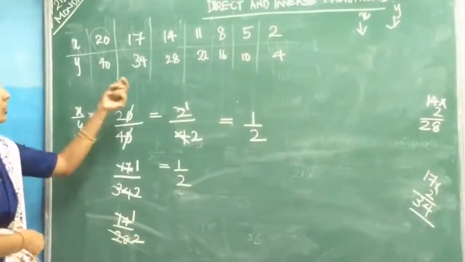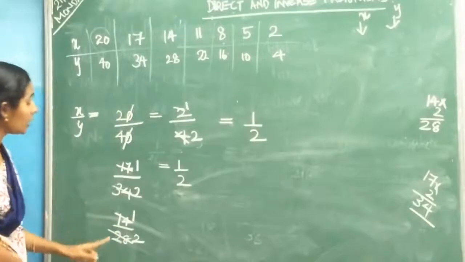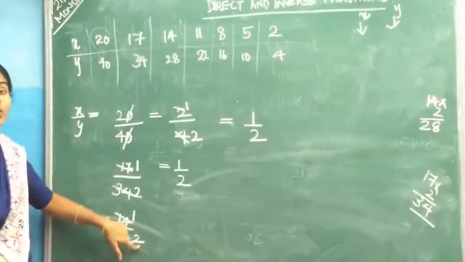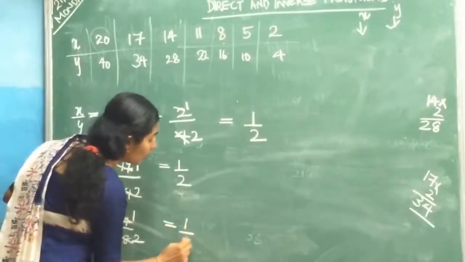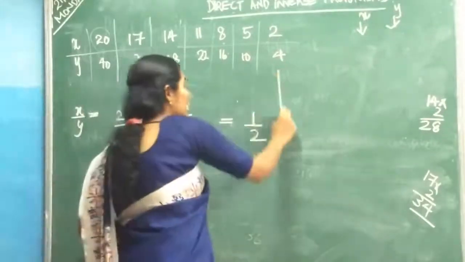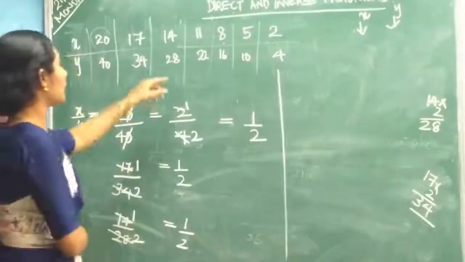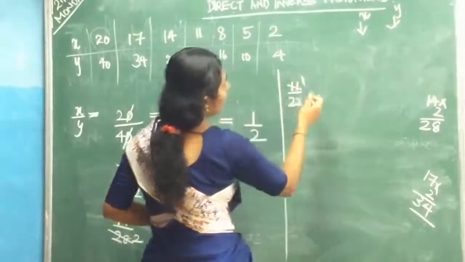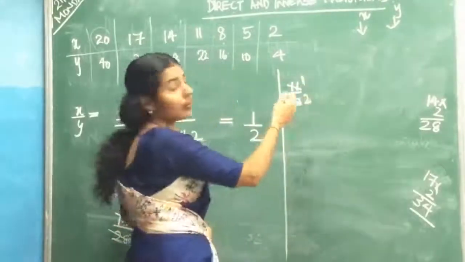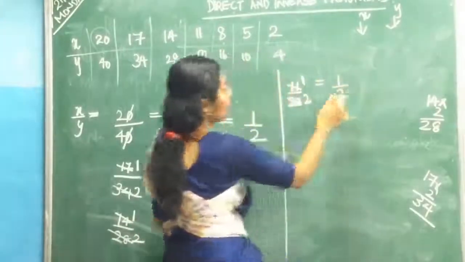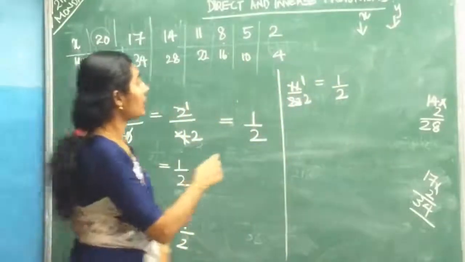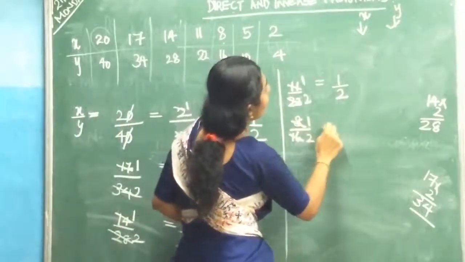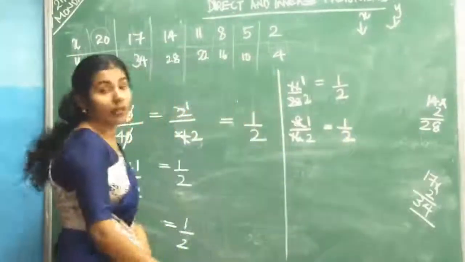So what ratio will you get? 1 by 2. Now we see, find the fourth ratio. That is 11 divided by 22. 11 ones are 11, 11 twos are 22. So what is the ratio? 1 by 2. Now we see the next ratio, 8 by 16. You know 8 ones are 8, 8 twos are 16. What is the ratio? 1 by 2. Then 5 by 10.